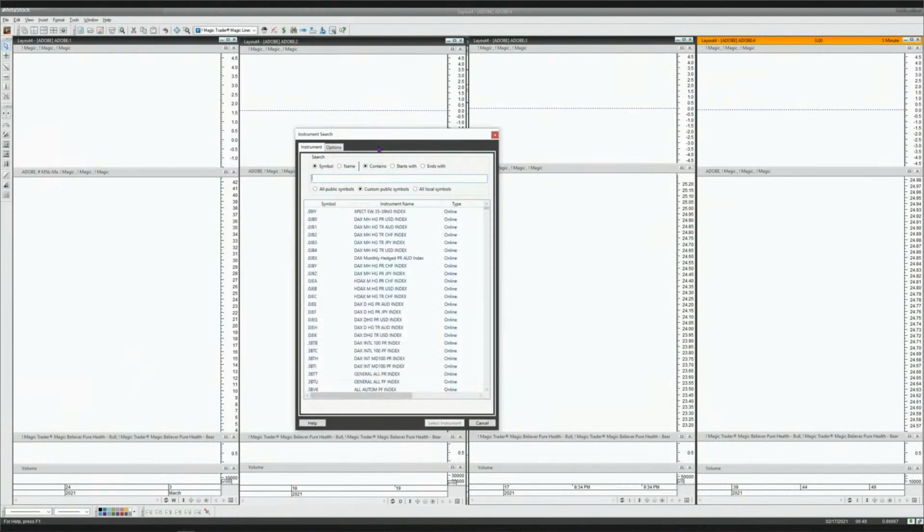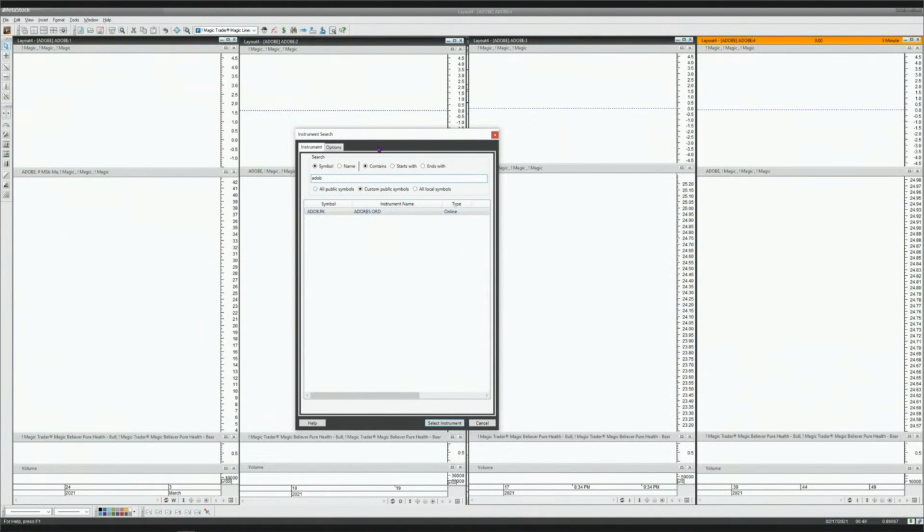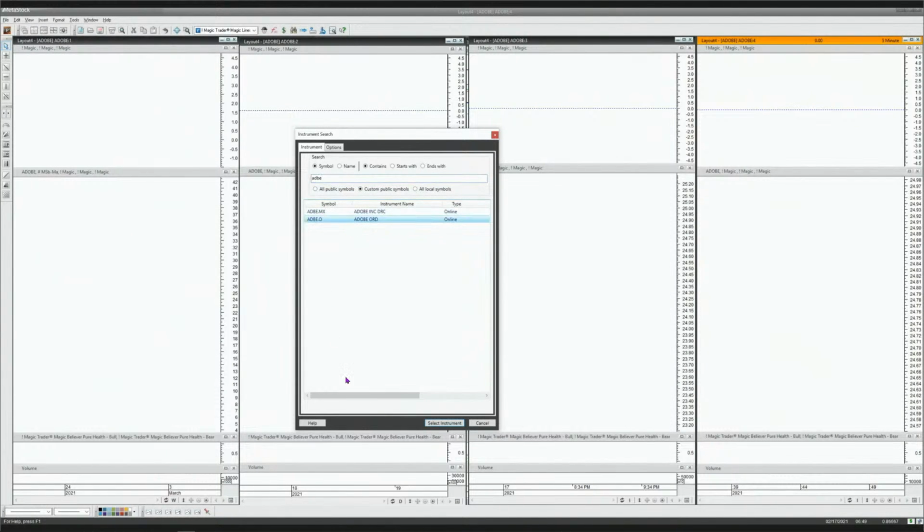So what are we going to do? Adobe. Peter, I think it's ADBE for the symbol, but I'm looking it up for you. Adobe, isn't it ADBE? ADBE, right? Right here. Yep, that's it.